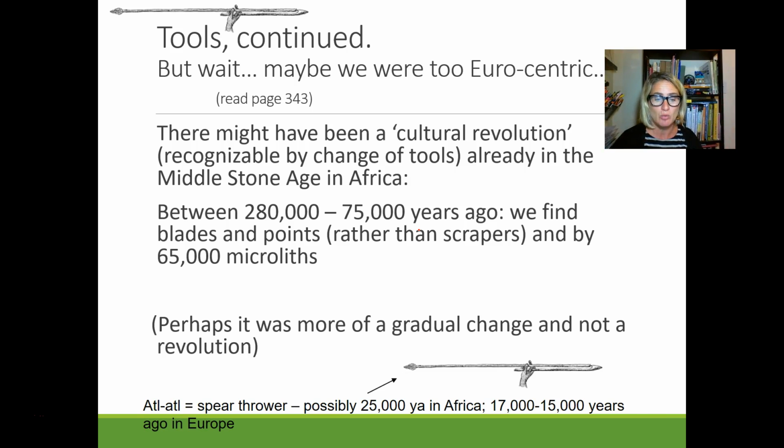Another interesting tool that comes about quite later is the atlatl, the spear thrower, and it's this piece of wood here with this carved notch in the back that you hold, and you place your spear in that notch in the back, and so when you throw your spear, it provides additional thrust for your spear.